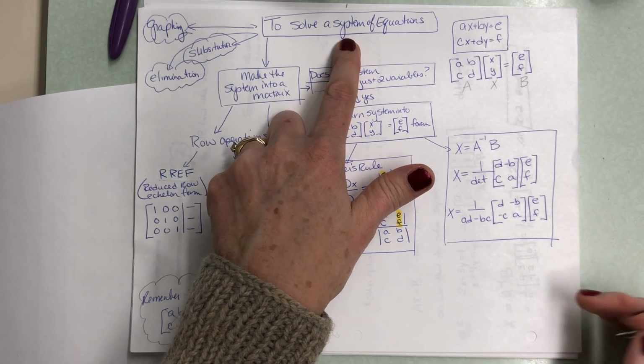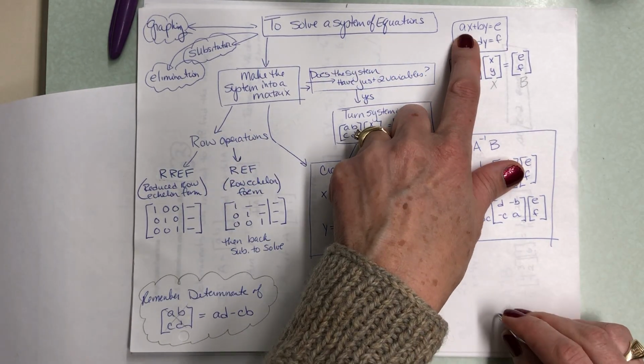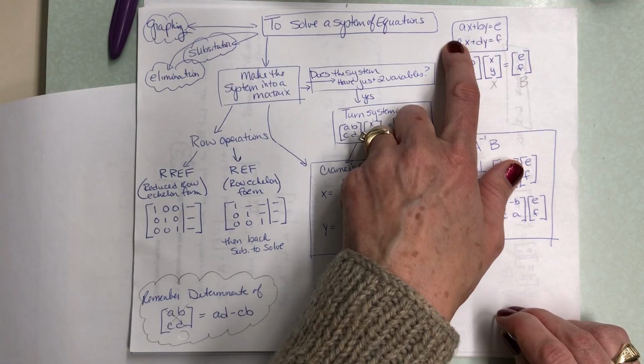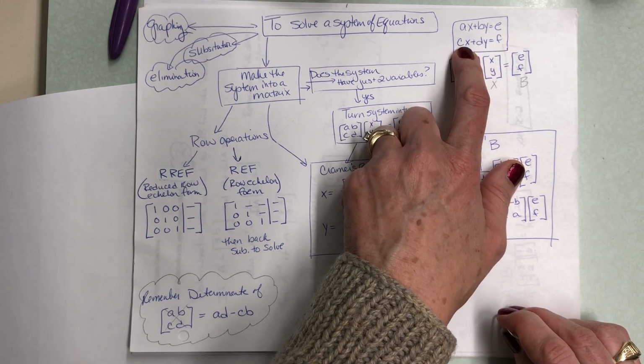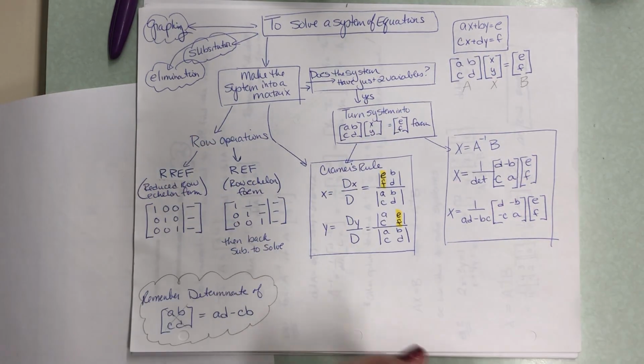So I have a system of equations, and I'm going to call the generic one ax plus by equals e, cx plus dy equals f. You know, a, b, e, c, d, f, they're going to stand for our coefficients. Okay, so I have some options.